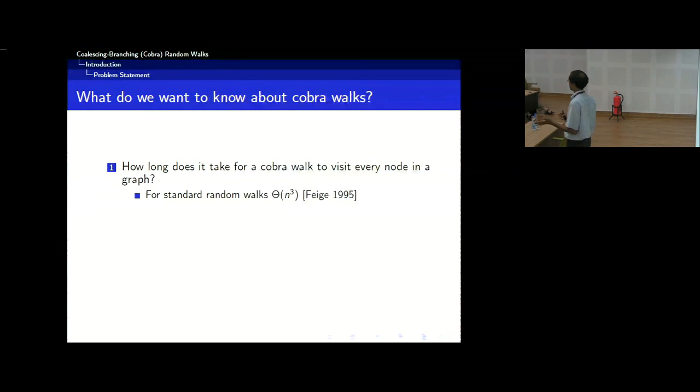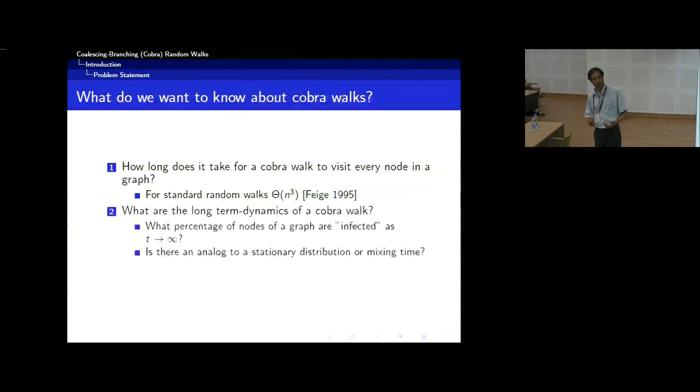Okay, that's the question. Now, for standard random walks: notice that this Cobra Walk where we had just k equals 2, if you put k equals 1, that's exactly the standard random walk. And standard random walks are very well studied. The result of Feige and also Brightwell and Winkler give you exact worst case bounds on this, which is 4/27 n cubed. So what we want to know is what does the Cobra Walk do?